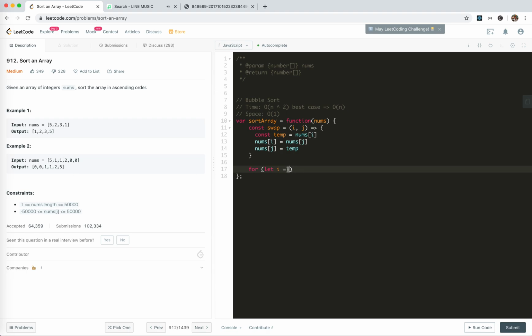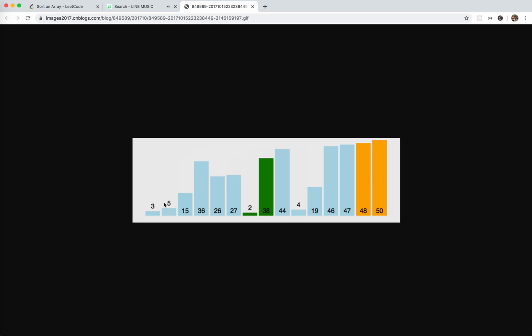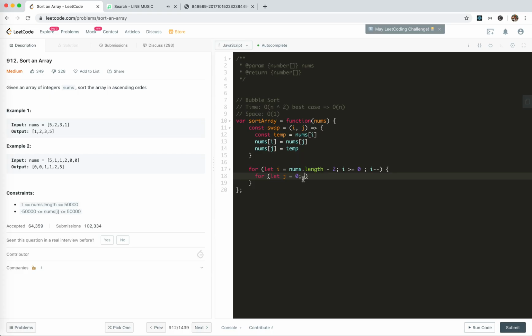So let i equal nums.length minus 2, i is bigger than 0, i minus minus. For let j equal 0. Now we could start the comparison like this. Start from the first node, and then j would stop at i. Is this right? Yeah. j plus plus.